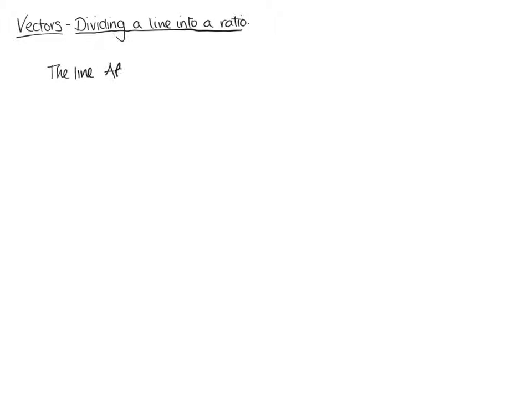AB is divided by the point P. Okay? So P divides AB in a ratio of 1 to 2. Okay, so that's the example we're going to do here.